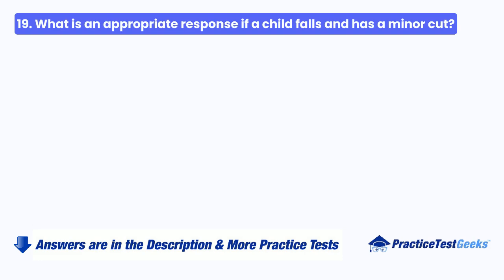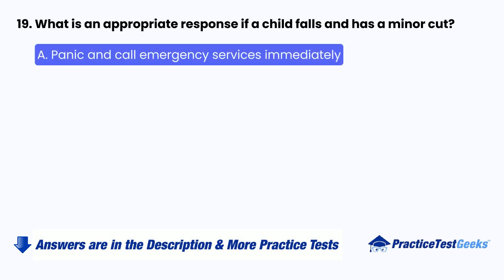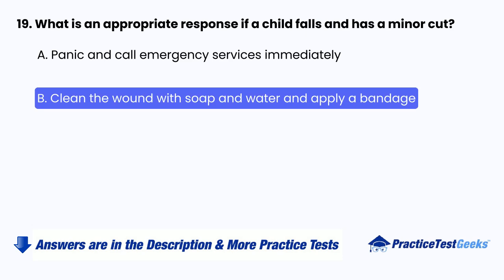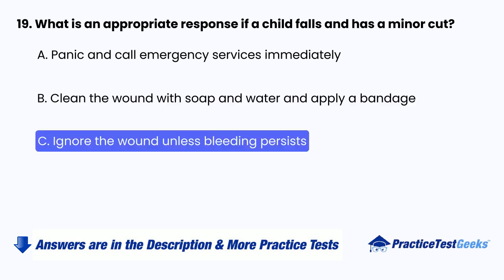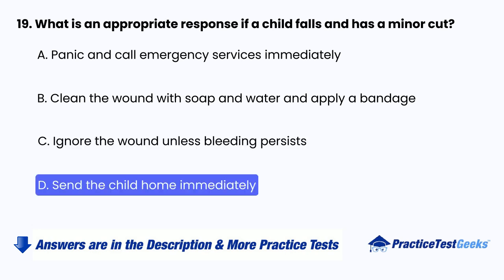19. What is an appropriate response if a child falls and has a minor cut? A. Panic and call emergency services immediately. B. Clean the wound with soap and water and apply a bandage. C. Ignore the wound unless bleeding persists. D. Send the child home immediately.